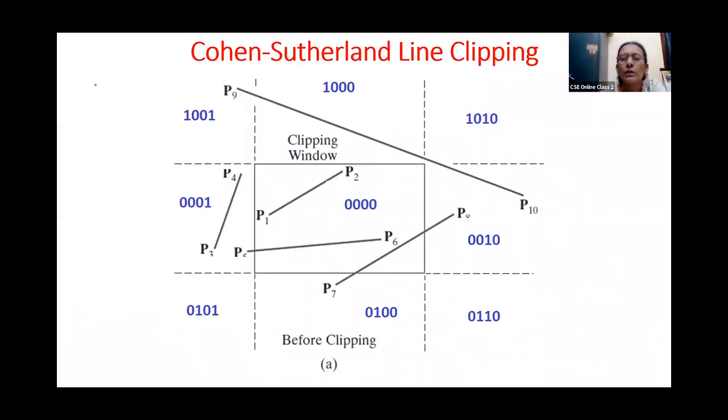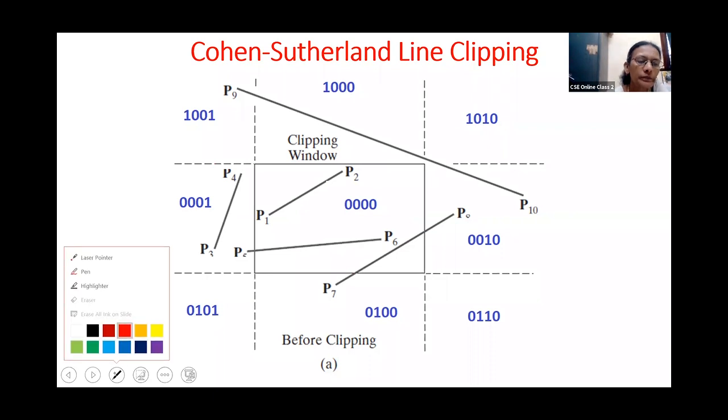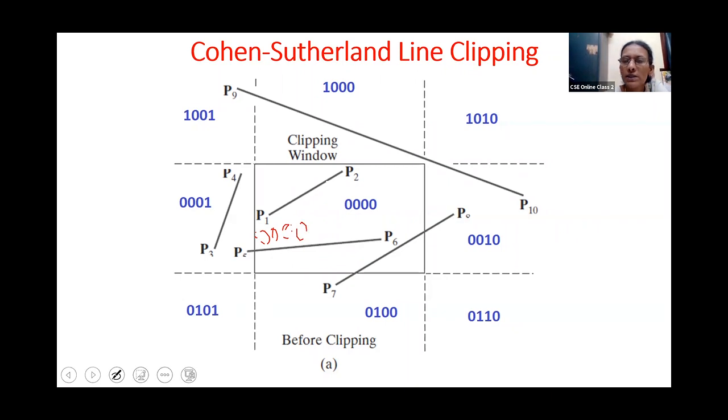Yeah. So if you take P1, P2, the outcode for P1 is going to be 0, 0, 0, 0, since it is within the window. For this entire region, the code is going to be 0000. So for P1, the code is 0000. For P2 also, the code is 0000. If the codes for the two endpoints are 0000, then the entire line is visible, and in the clipping window, we have to draw the entire line.